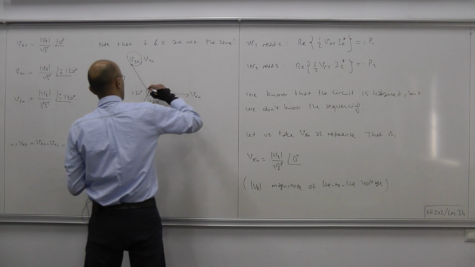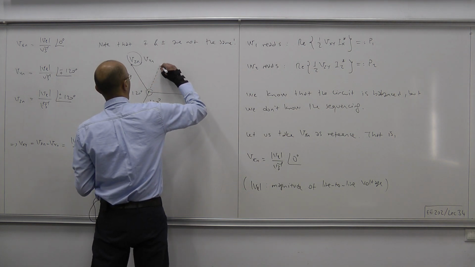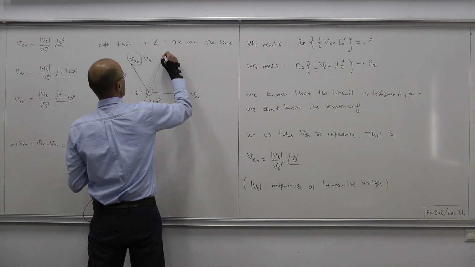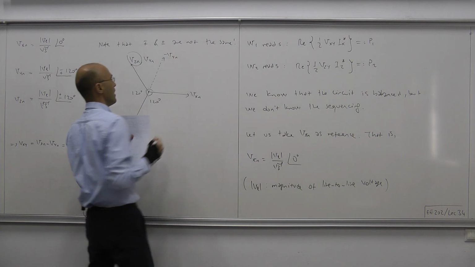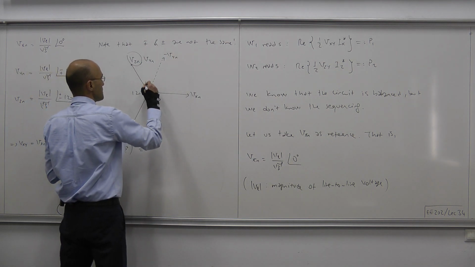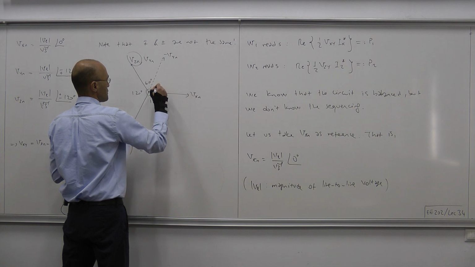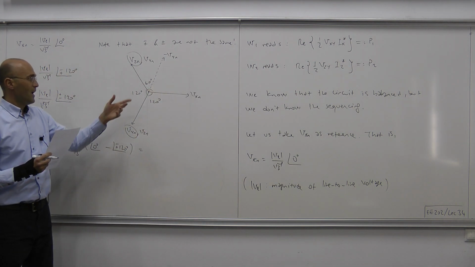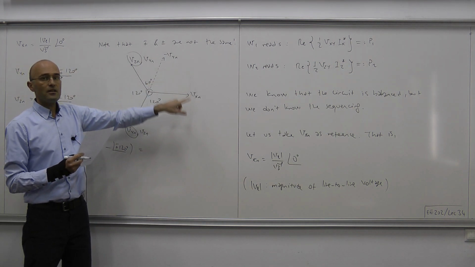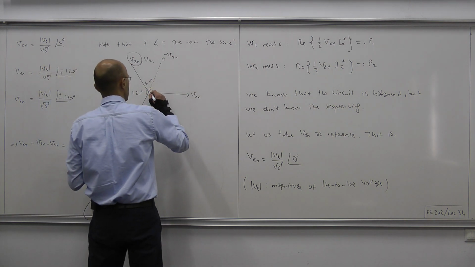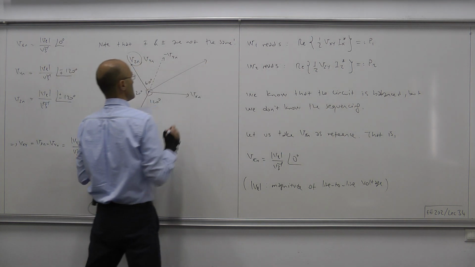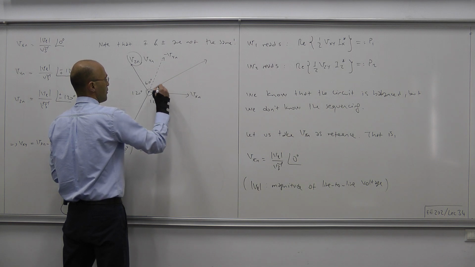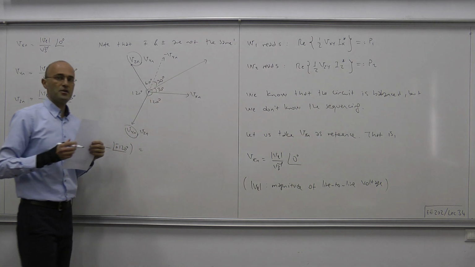okay, so this would be, this is minus Vyn, and here this is 60, and this is also 60, okay? And then now we're adding those two vectors. The resulting vector is this, okay? And this separation is 30 degrees, 30 degrees, okay?